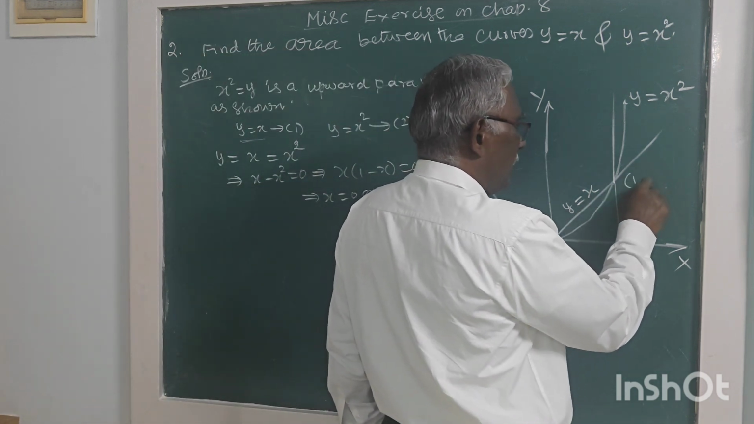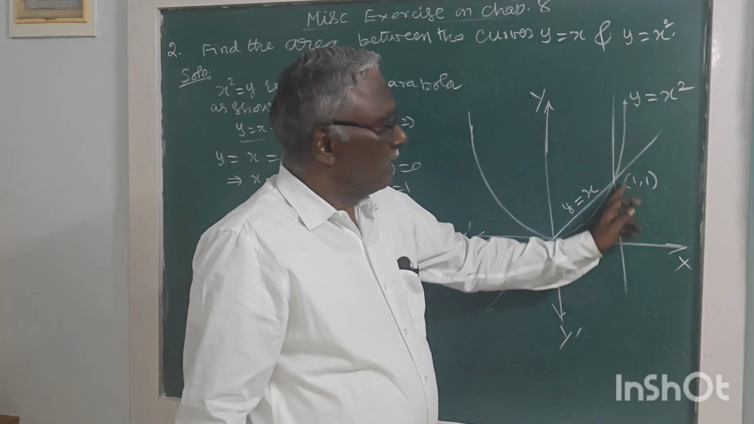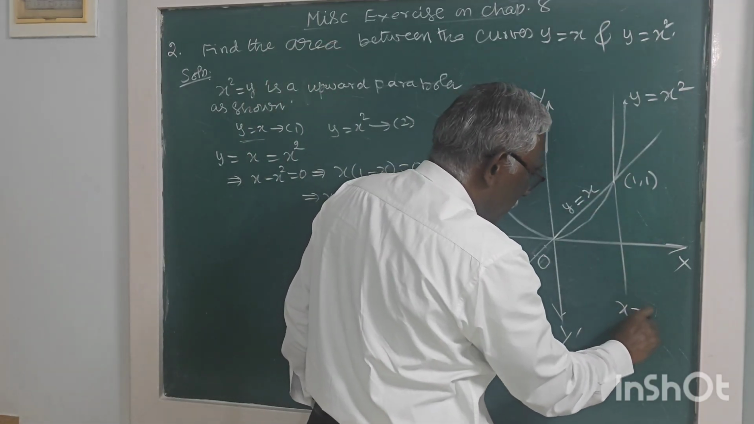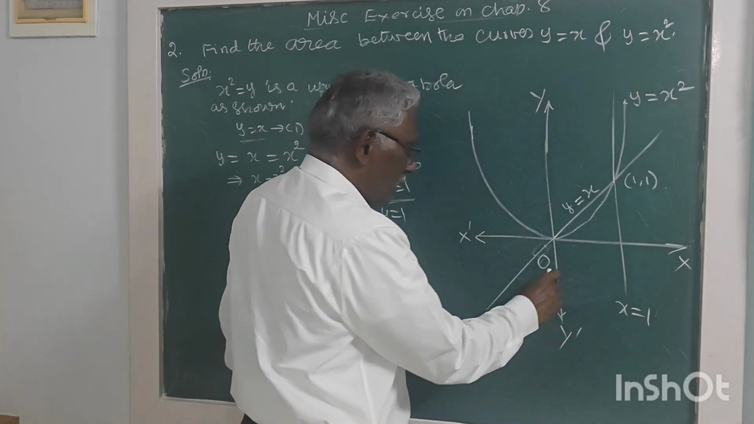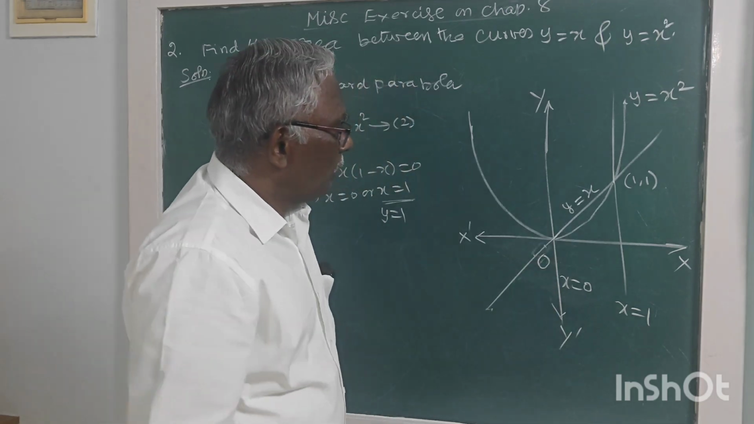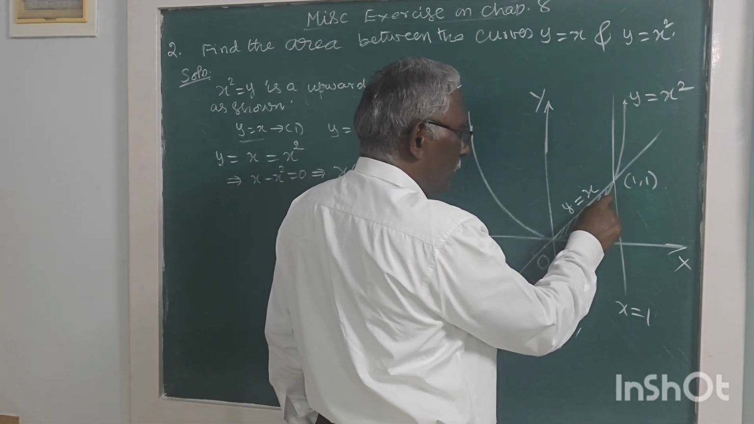So the intersection point is (1, 1). The x coordinate of the intersection point is 1. Therefore, the equation of this line is x equals 1. The equation of the y-axis is x equals 0. Now, we have to find the area between the line and the parabola.